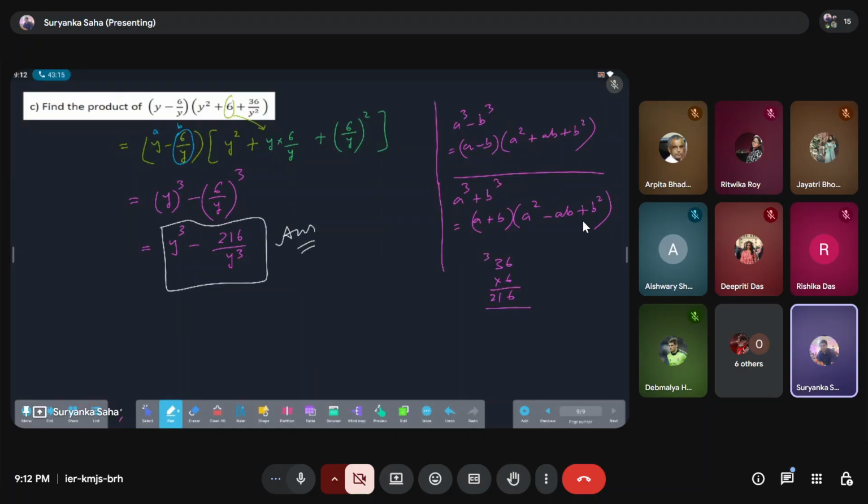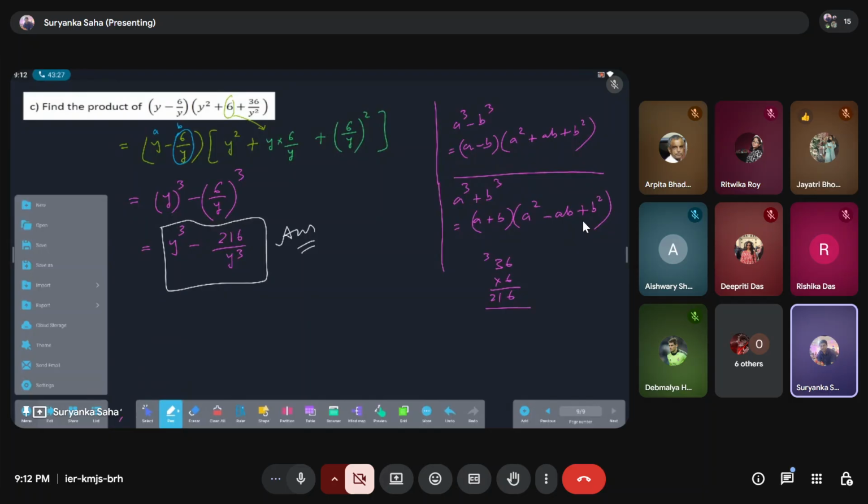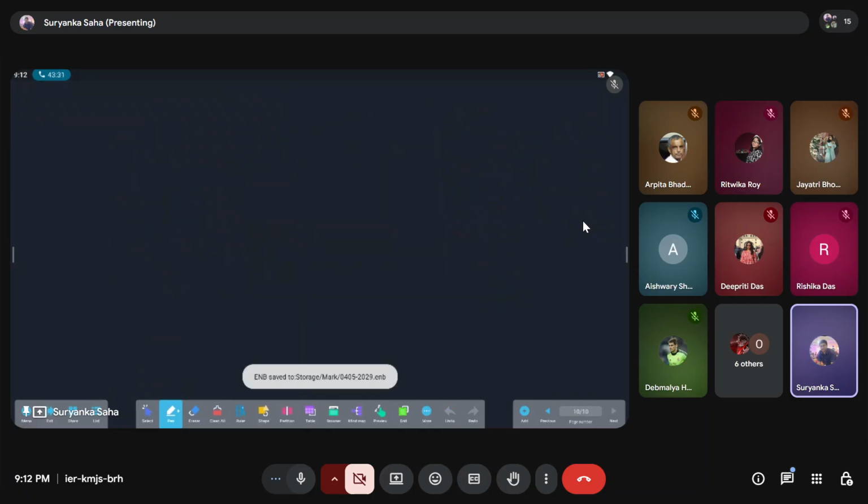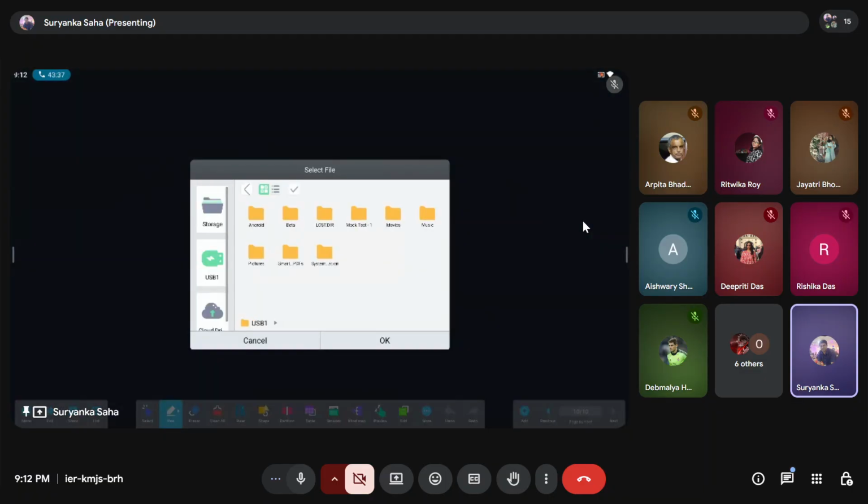Chalo. Understood? Understood. We will move on to 3A now. Okay, chalo. We will move on to 3A. Save. Chalo, we will move on to 3A. Board. Test 3A.